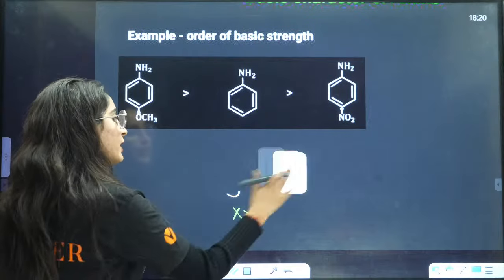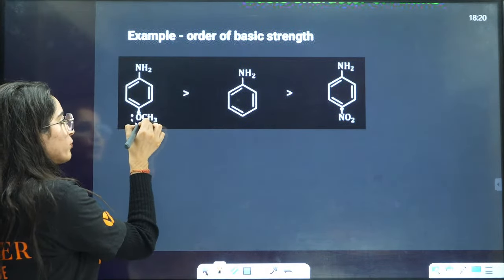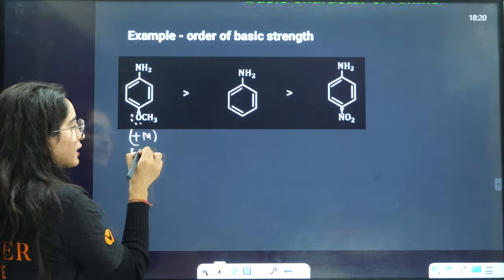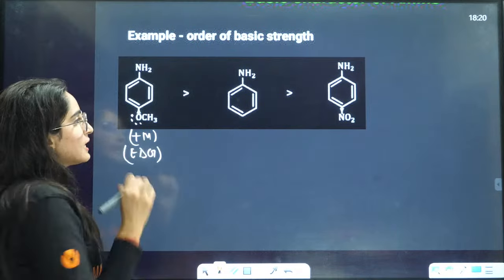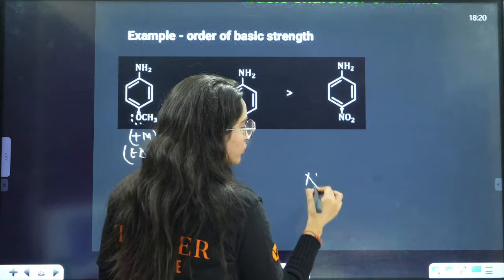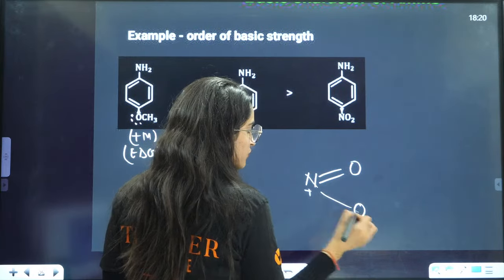Now, this oxygen already had two lone pairs here. That is why it will show plus M effect. That is why it is an electron donating group. Here there is no effect, no group. But in this NO2, nitrogen is double bonded to this oxygen. This is positive, this is negative.